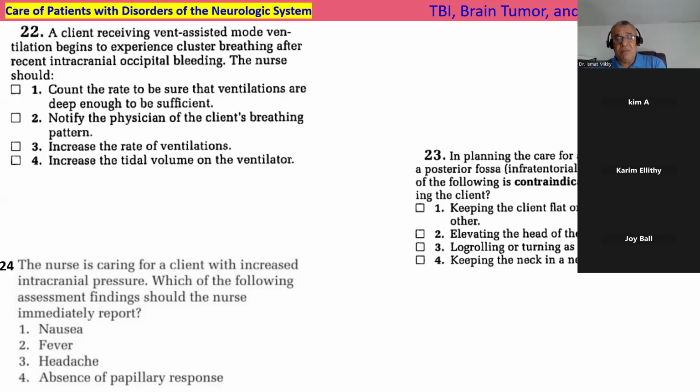A lesion on the upper medulla or lower pons is usually the cause of cluster breathing, because the client has a bleed in the occipital lobe, which is just superior and posterior to the pons and medulla. Clinical manifestations that indicate a new lesion are monitored very closely in case another bleeding occurs. So you will notify the PCP so that treatment can begin before respiration ceases, before the patient stops breathing.